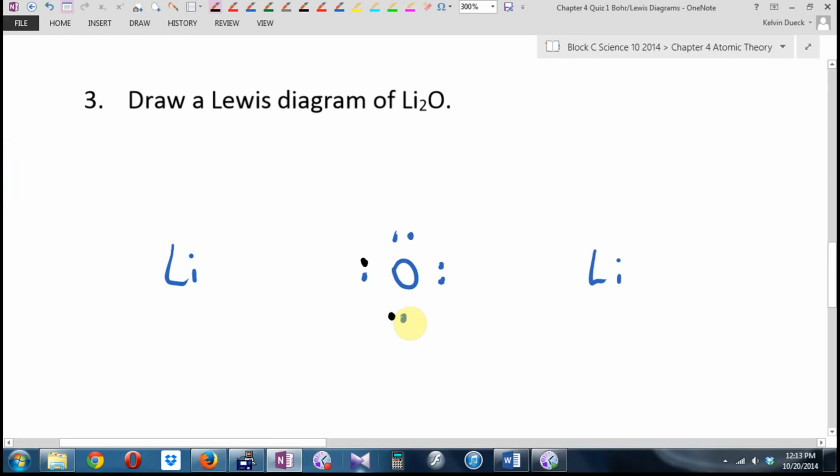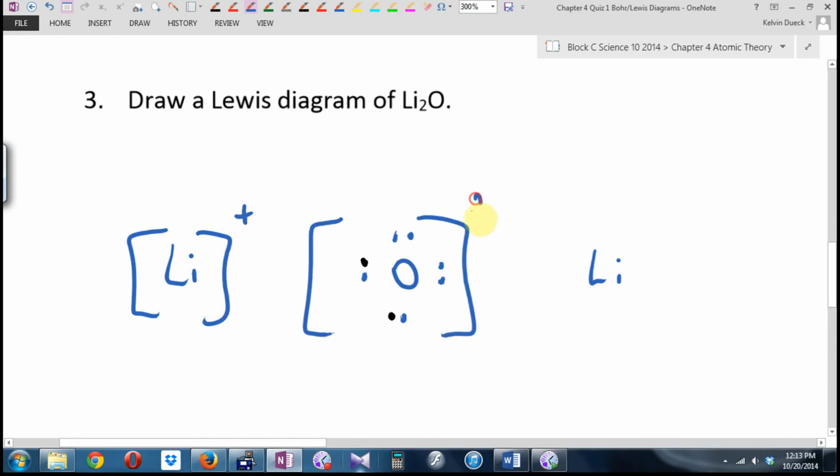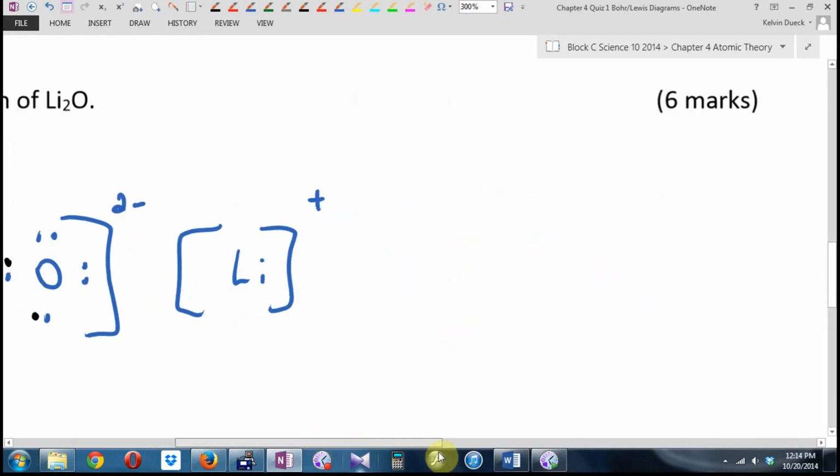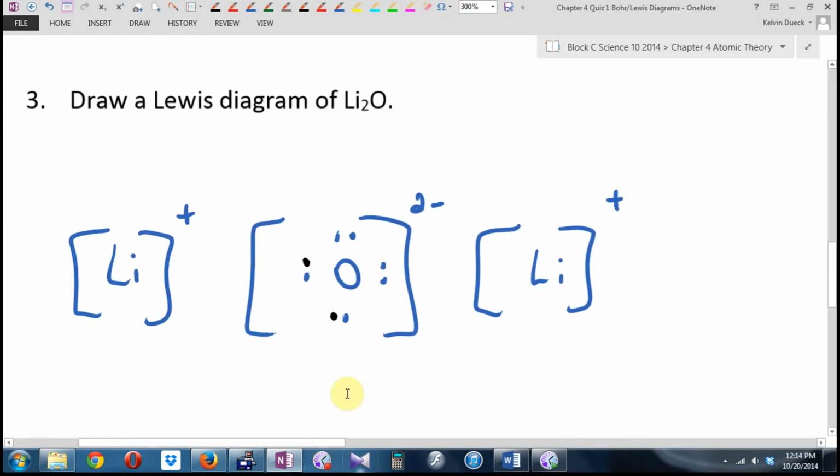Each of these is now an ion. There is a Lewis diagram of lithium oxide. If you got that, you get 6 marks.